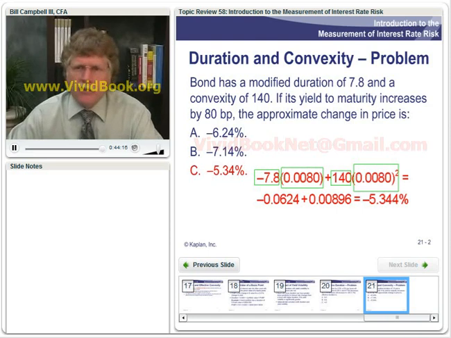There you go. Simple calculations. You should be able to do these very quickly. Save yourself some time for the really hard stuff on some of the other problems.